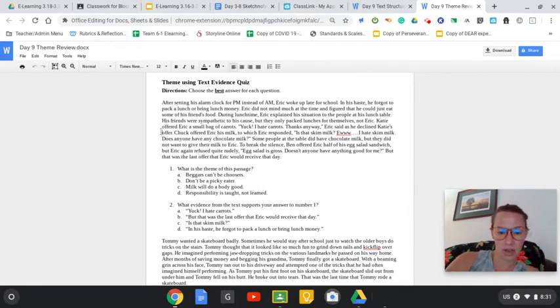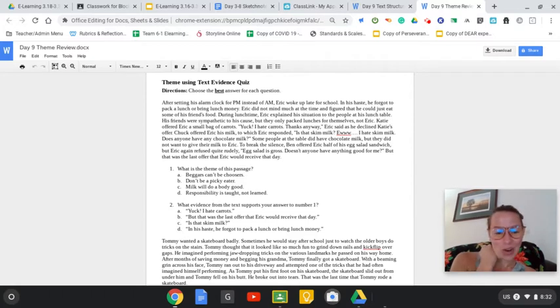Chuck offered Eric his milk, to which Eric responded, "Is that skim milk? Ew, I hate skim milk. Does anyone have any chocolate milk?" Some people at the table did have chocolate milk, but they did not want to give their milk to Eric. To break the silence, Ben offered Eric half of his egg salad sandwich, but Eric again refused quite rudely. "Egg salad is gross. Doesn't anyone have anything good for me?" But that was the last offer that Eric received that day.